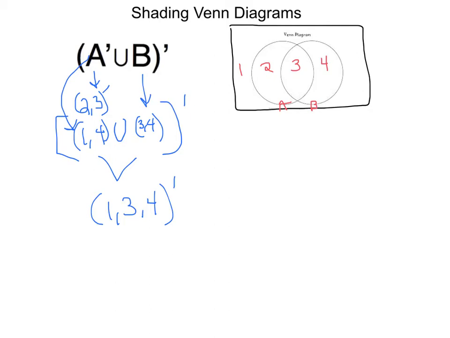So again, I go back and look at my diagram and see that I have the regions 1, 2, 3, and 4. The only thing in the universe that is not listed in the set I have here is 2. And so what that tells me is that A prime union B, parentheses, prime is exactly this region here, which is 2, and that example is done.